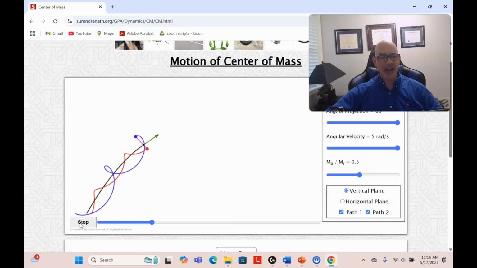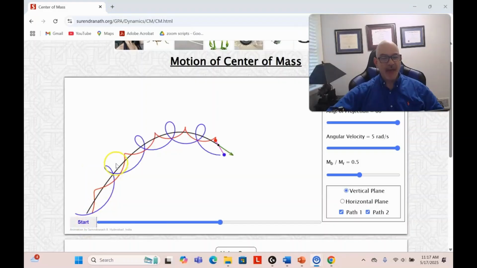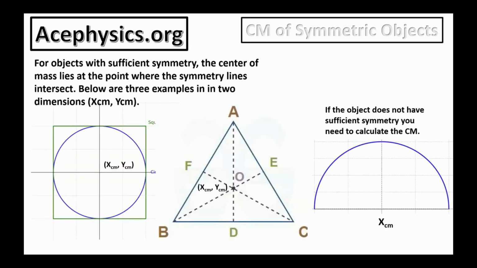Here's an animation of an object being projected through the air. I'm going to hit pause. This path here is the motion of the center of mass. As you can see, the motion of any object can always be broken up into the translation of the center of mass and the rotation about the center of mass. For objects with sufficient symmetry, the center of mass lies at a point where the symmetry lines intersect.